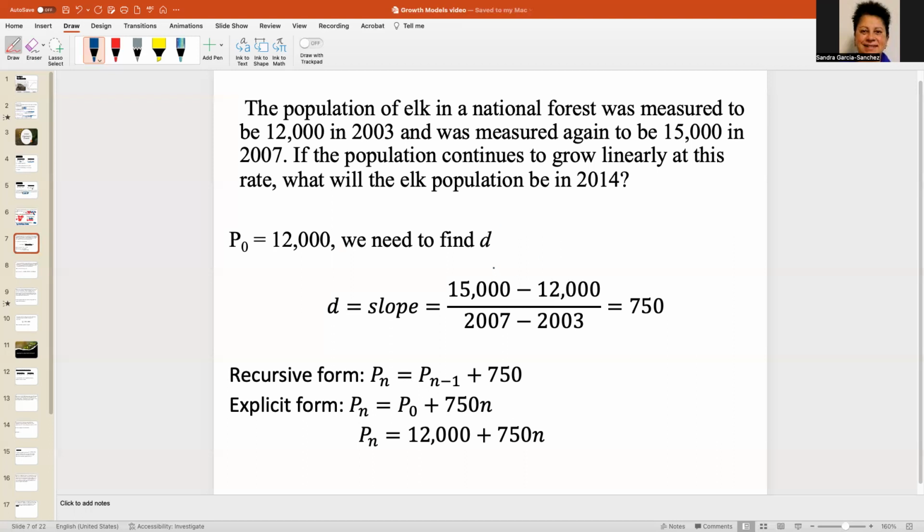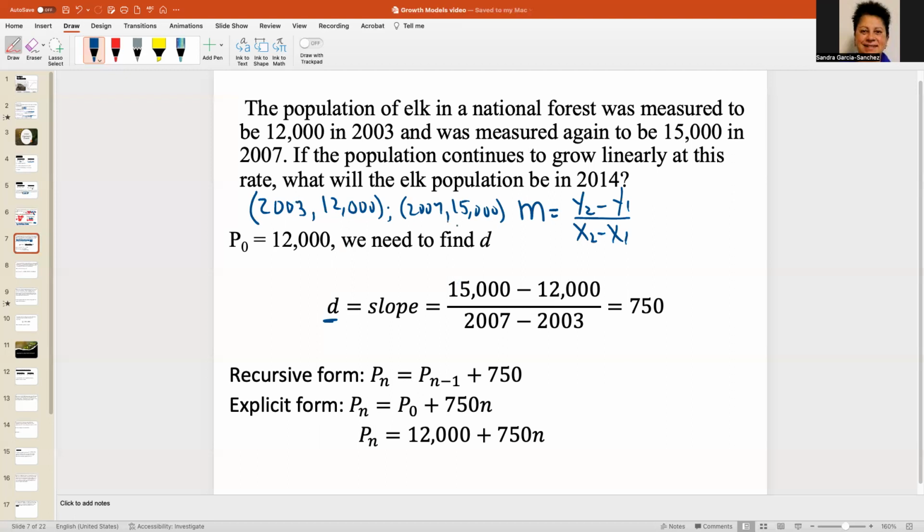And this is what I told you that we're going to use. If you remember, how to find the slope is y sub 2 minus y sub 1 divided by x sub 2 minus x sub 1. Okay, so my first point here, I know that in 2003, and x always is going to be the year, I have 12,000 elk. And in 2007, I have 15,000 elk. And these are the points that I'm going to use to find D.